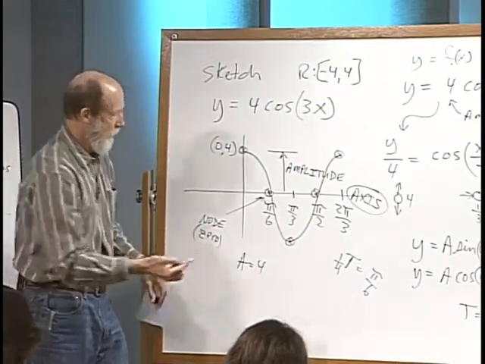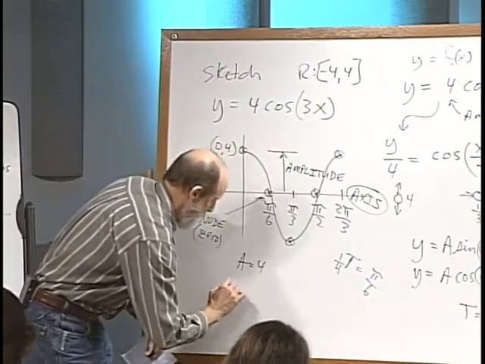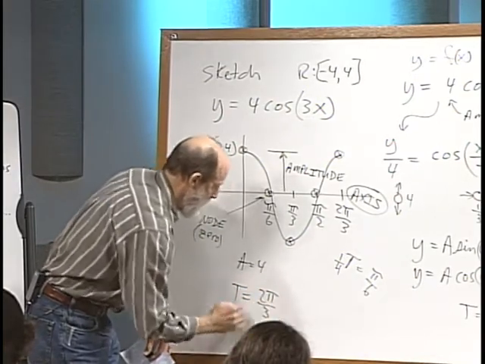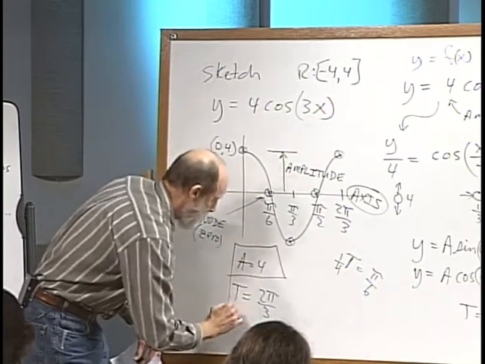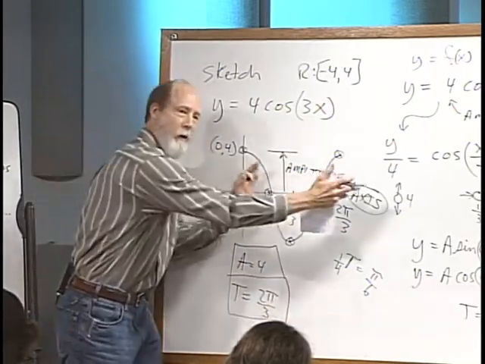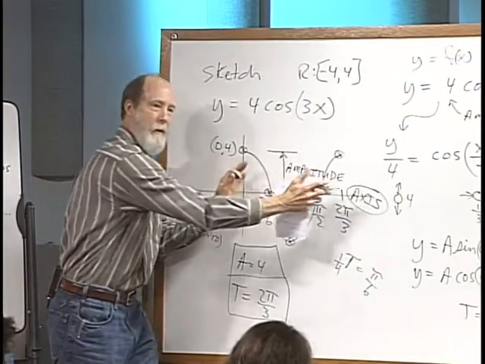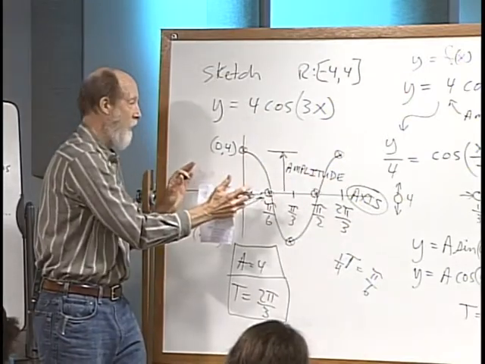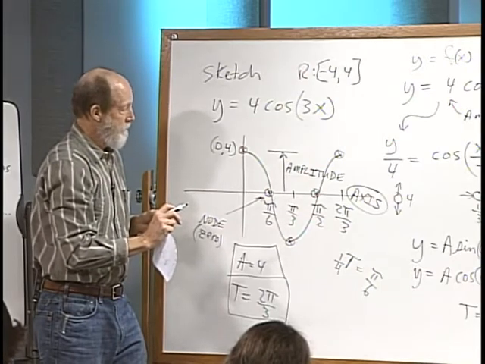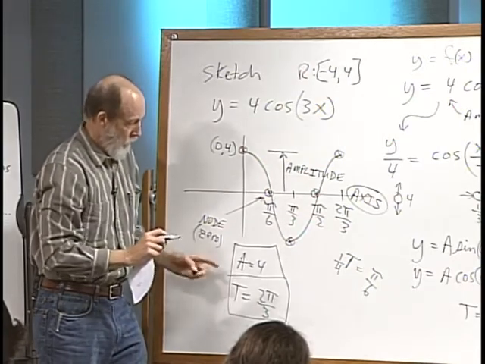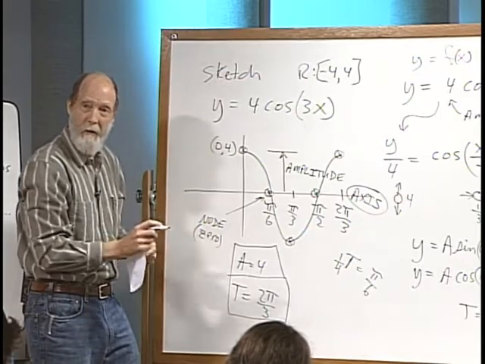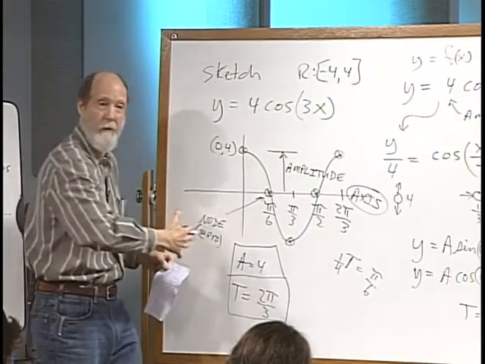The period, we already talked about the period. The period in this case is 2 pi over 3. Has this cosine graph been shifted at all horizontally? No. No shift at all on the cosine graph. So there's something called the phase shift that is 0 here. Make sense? No phase shift?